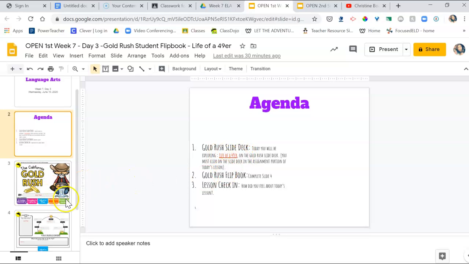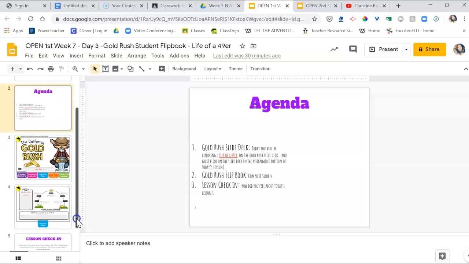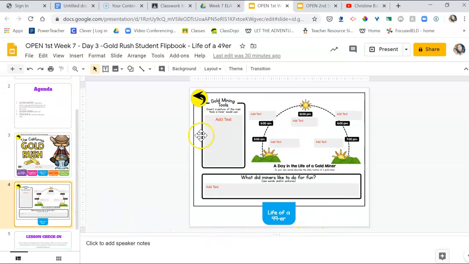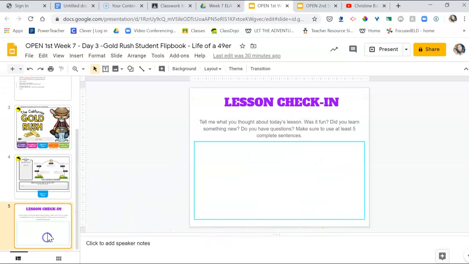Going to come back, complete your work, which is this page for today, and then you will do your lesson check-in and let me know what you thought of the lesson for today. What worked, what didn't work, what you liked, if there was something you didn't like.